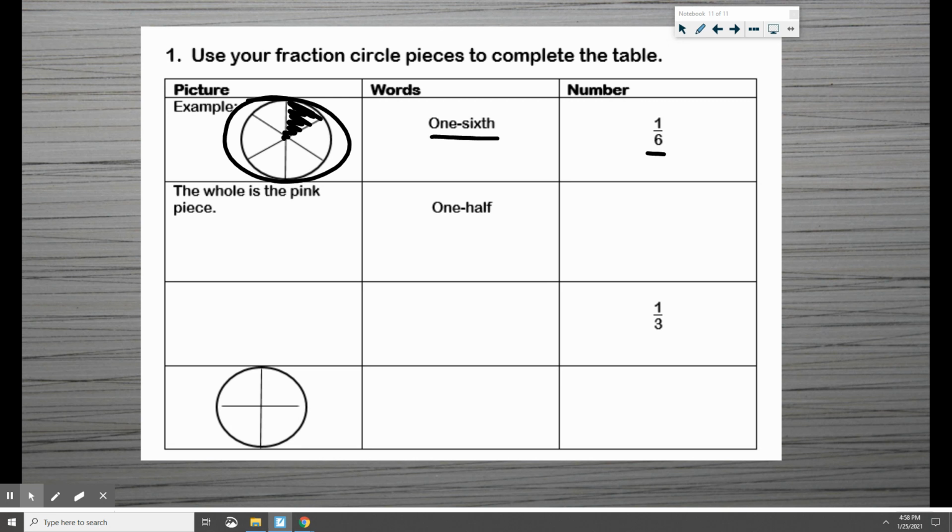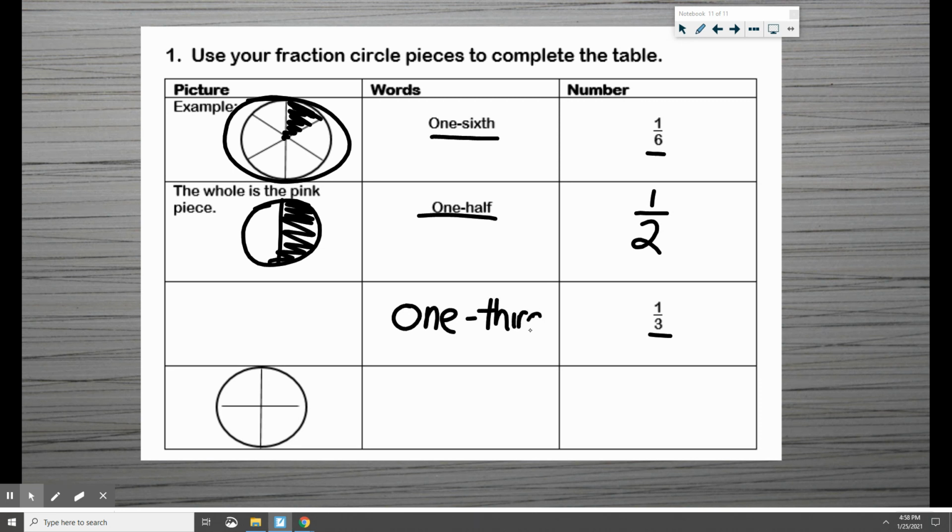Now on this one, I know the words 1/2. So I have to show my picture. 1/2 is shaded. Over here, I'm going to write it as a number, 1/2. The second row, I have 1/3. So in my words, I can write 1/3. As a picture, I can draw this. I like to put my dot in here, and then I'm going to make a Y. So I have 3 parts, and I'm going to shade in one of those 3 parts.